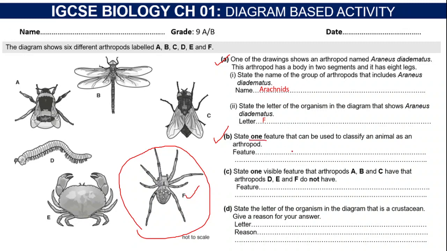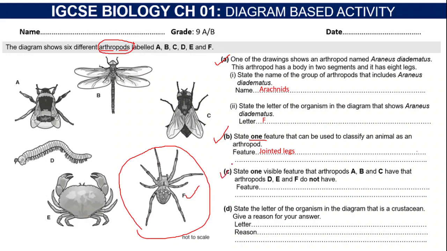So one feature, an animal, right? What is that feature that is used to classify an animal as an arthropod? It is jointed legs. I told you in the beginning. What is the meaning of arthropods? Arthropoda is made up of 2 words. Arthro means jointed and poda means legs. So jointed legs, it's the important feature of arthropods.